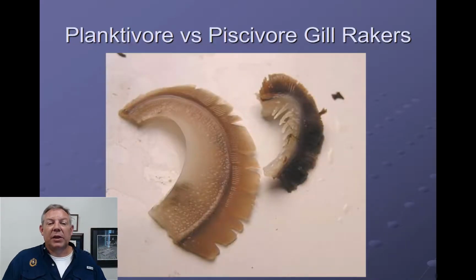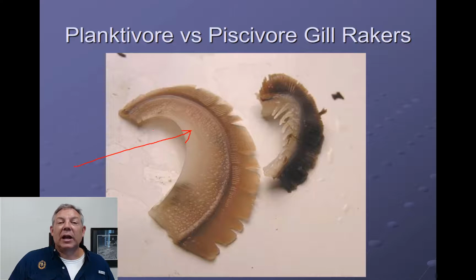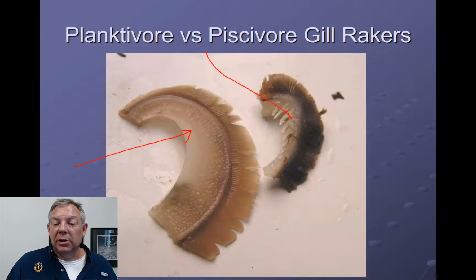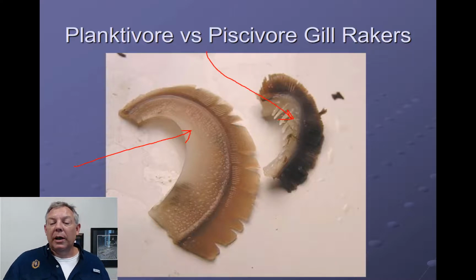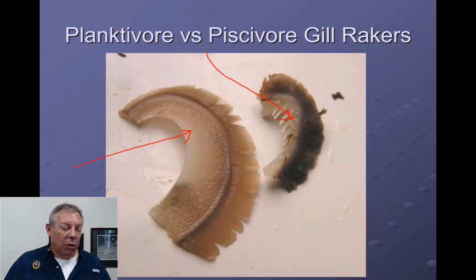Here's another example of a planktivore versus a piscivore. This is a silver carp raker, and it's so fine it's more like a sponge. It has an extremely small pore size, so they filter out very small algae. Whereas this is probably a largemouth bass on the right, and you can see stubbier, heavier rakers, which are not so much for filtering, but for holding prey.